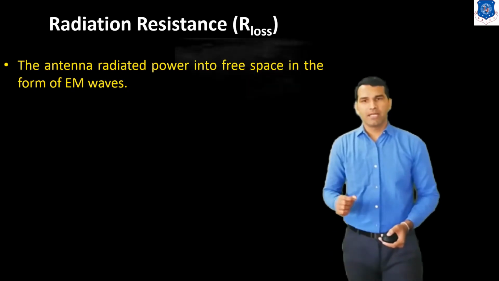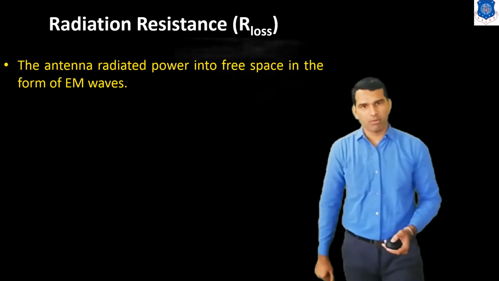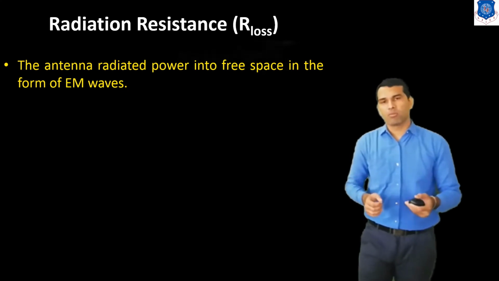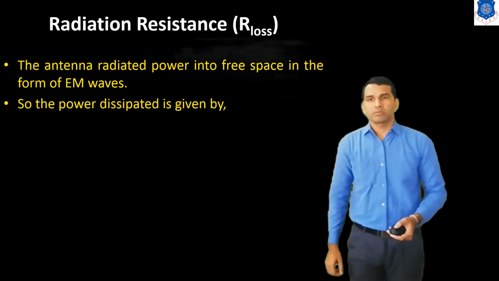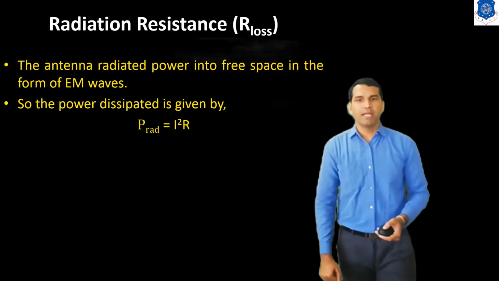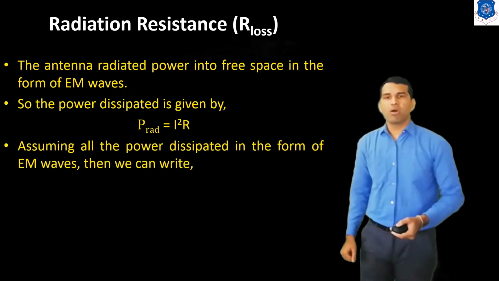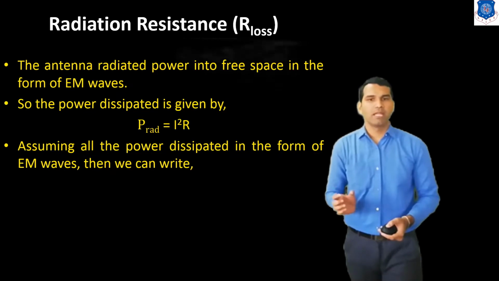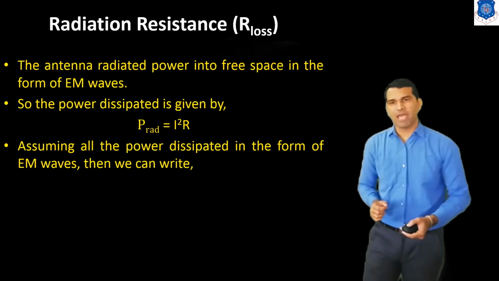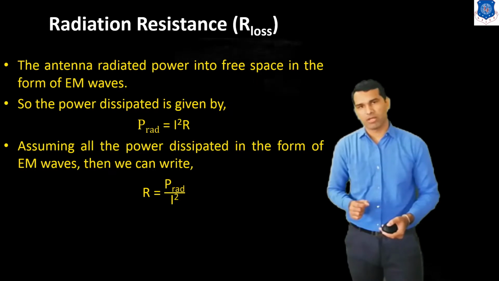The antenna radiates power into free space in the form of electromagnetic wave. We all know that the antenna radiates energy in the form of electromagnetic wave. So the power dissipated is given by P radiate is equal to I square R. Assuming all the power is dissipated in the form of electromagnetic wave, we can write the equation as R is equal to P radiate upon I square.